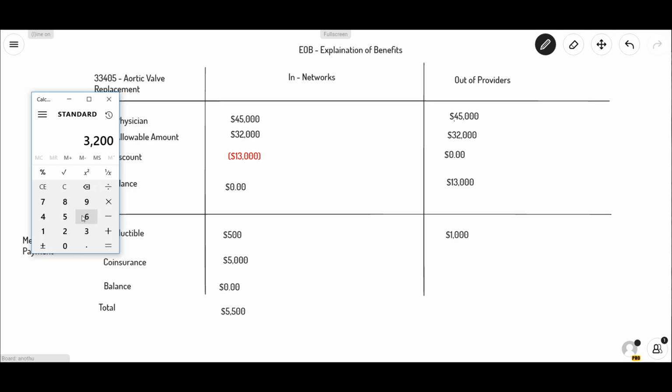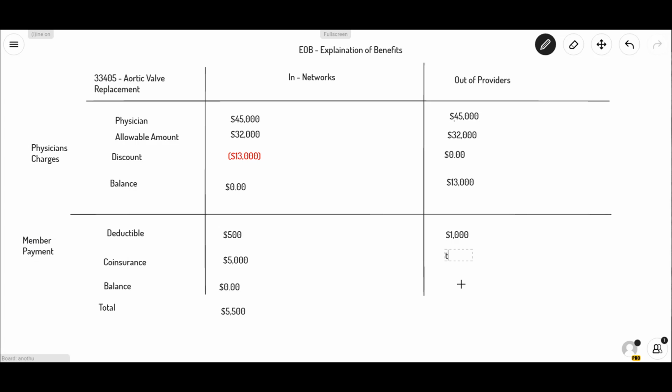So we say it's $32,000 minus the $1,000, and I know we can do this math in our head, but I like to illustrate it. So you've got $31,000 in balance remaining, and the member has to pay that at 40%, which is $12,400. Now we said that the member had an out-of-pocket maximum of $11,000, which includes the deductible. So that means it's $10,000 for coinsurance.